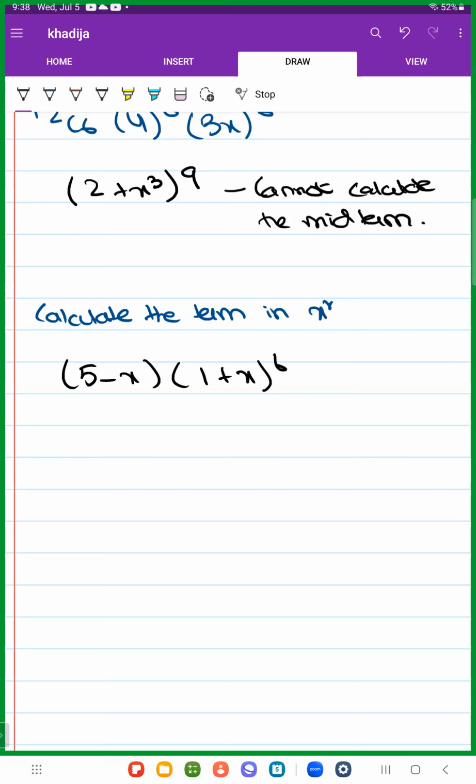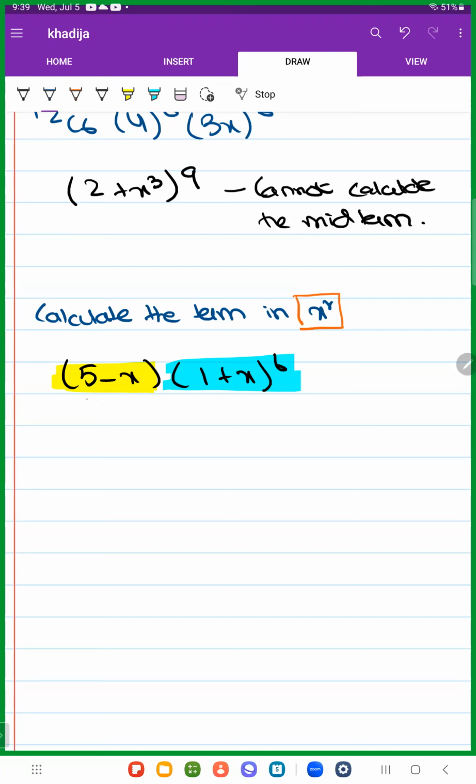Now, for these types of questions, can you see that this is a linear expression? There is no power to it. So only if I want to expand something, I can only expand this one. You have to keep in mind that you have to calculate the power in x squared, so you will only expand for the terms that will give x squared. In the end, you will be multiplying the brackets.